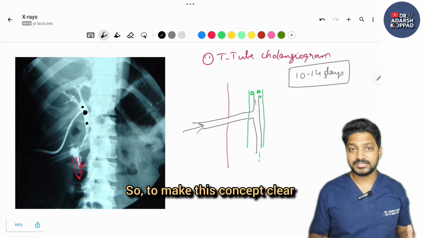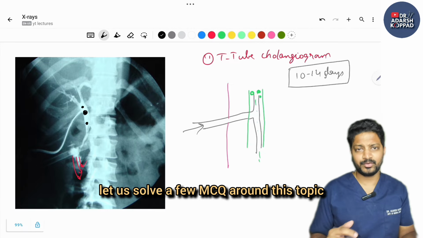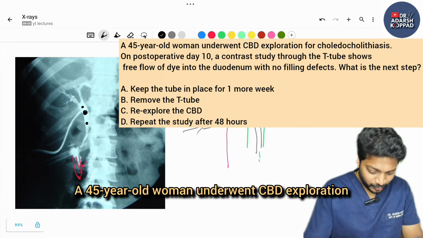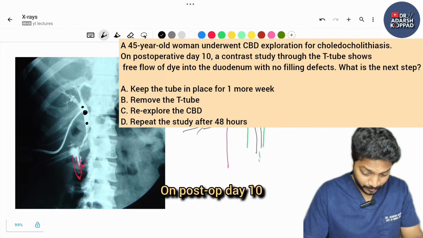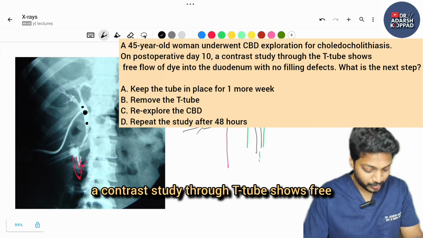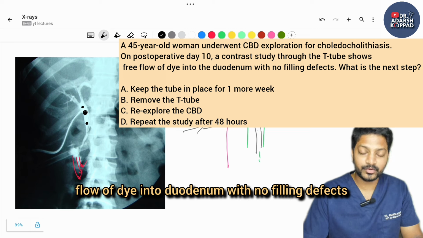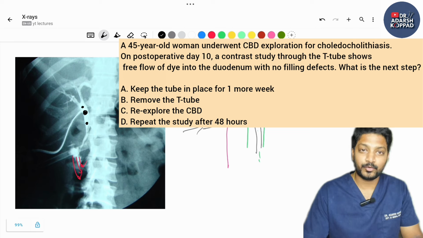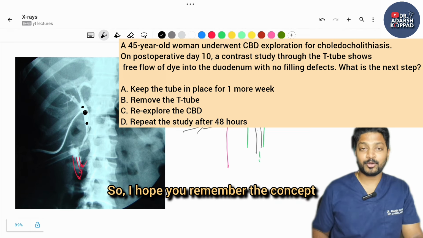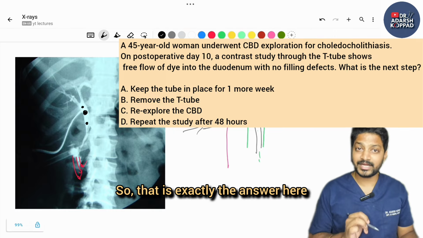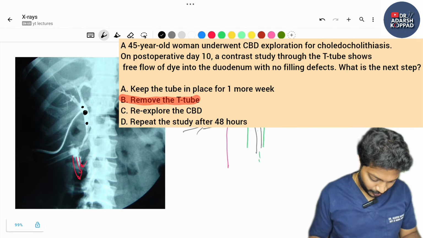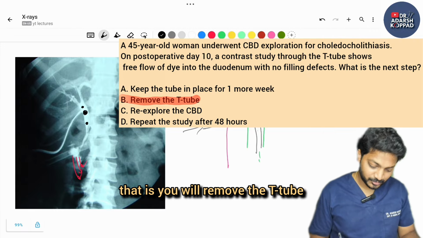So to make this concept clear, let us solve a few MCQs around this topic. A 45-year-old woman underwent CBD exploration for choledocholithiasis. On post-op day 10, a contrast study through the T-tube shows free flow of dye into the duodenum with no filling defects. What is the next step? I hope you remember the concept. If there was no filling defect, what do you do? You remove the T-tube. So that's exactly the answer here. Option B would be the right answer, that is, you'll remove the T-tube.